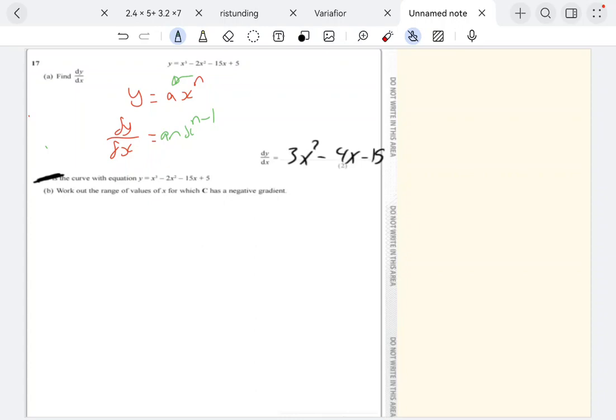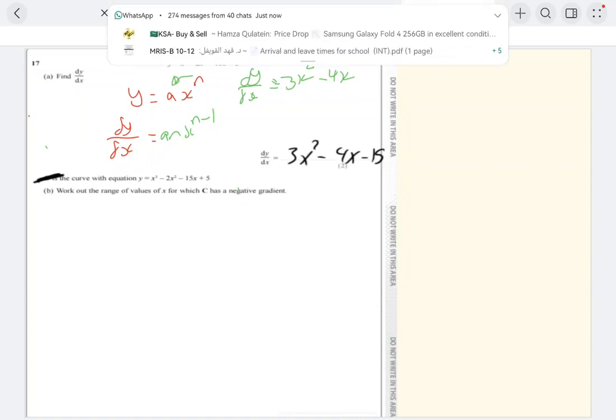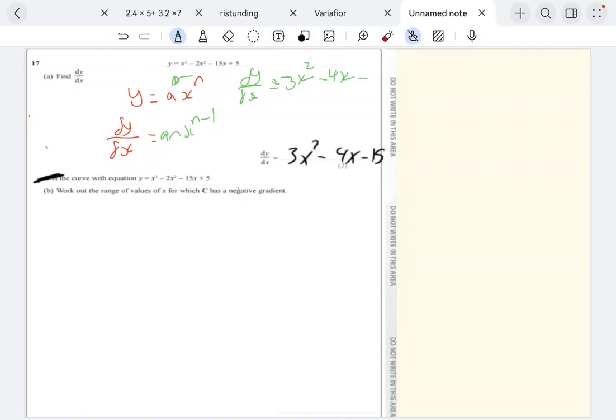So let's do this here now. y equals x cubed minus 2x squared minus 15x plus 5. So dy over dx: drop the 3, it will be 3x, subtract 1, it will be 2. Minus, drop the 2, 2 times 2 is 4, 4x, and 2 minus 1 is 1. You don't need to write 1. Minus, and here is already x power 1, so when you drop it, it's still 15, and then it will be x power 0, which is 1. So that's it: 3x squared minus 4x minus 15.